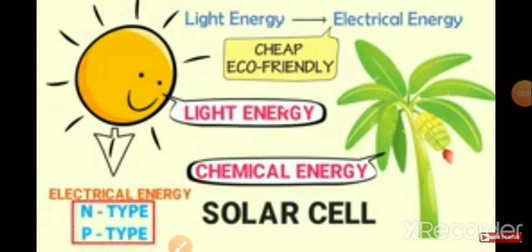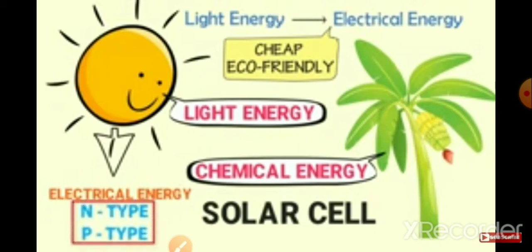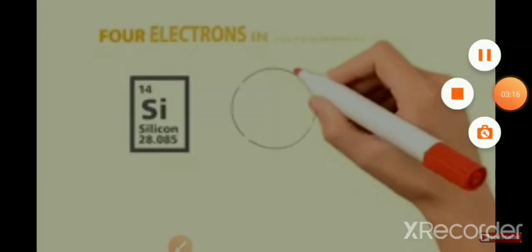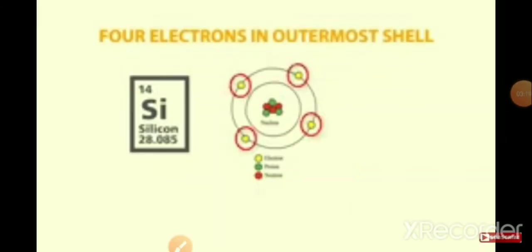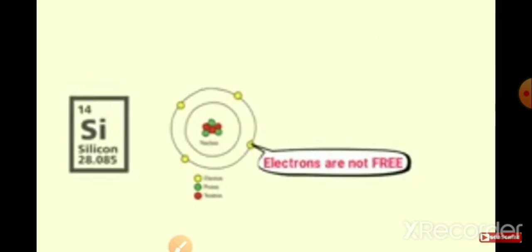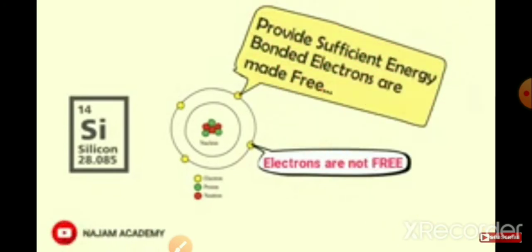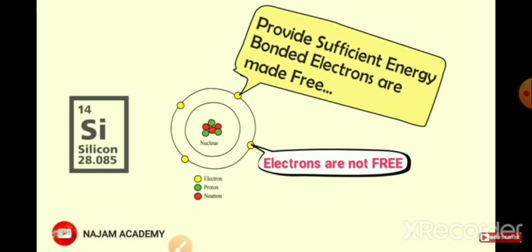Now we will see how from the sun's energy the electrical energy is generated. Before that, we will understand the structure of the solar cell, in which N type and P type doping is used. N means negative, P means positive. Here the silicon, you can see here, children, it has 4 electrons which are circled with red. These 4 electrons are the valency electrons.